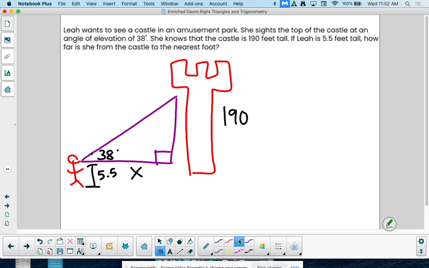Now the only issue we run into with this problem: if the castle's 190 feet, but she's 5.5 feet tall, what's going to be the length of that vertical distance there? If the castle's 190 feet tall, but her eyes are 5.5 feet off the ground, what do you have to do to these two numbers to get this length? Subtract. 184.5. Her eyes aren't on the ground, but they are at the top of her.